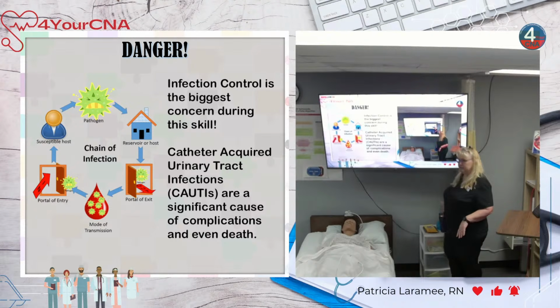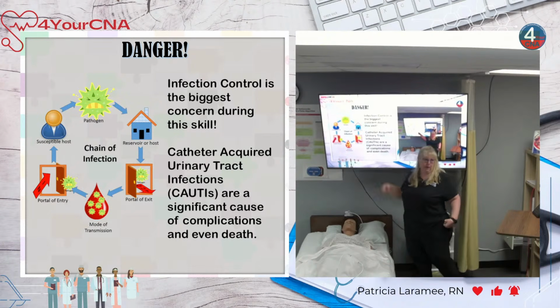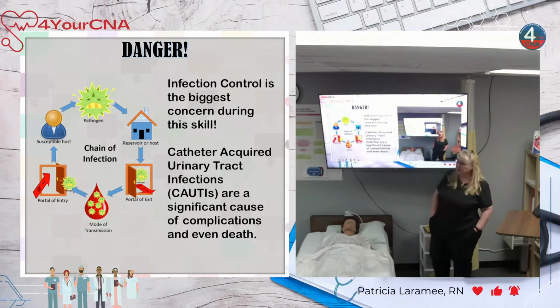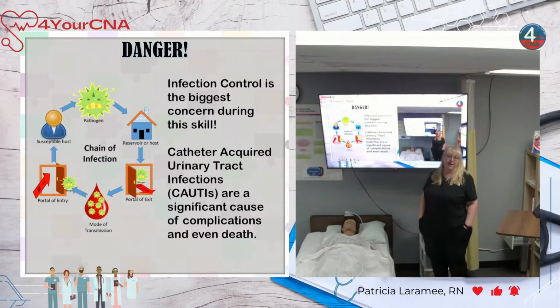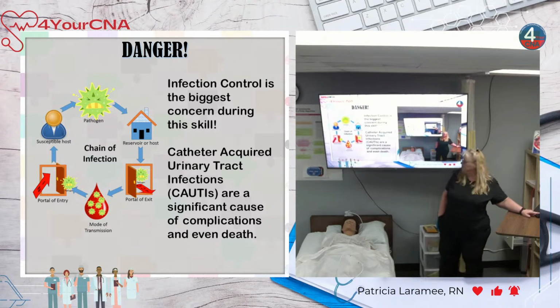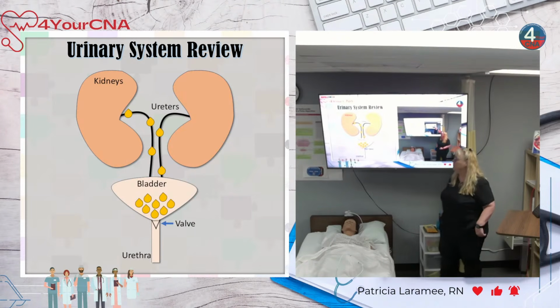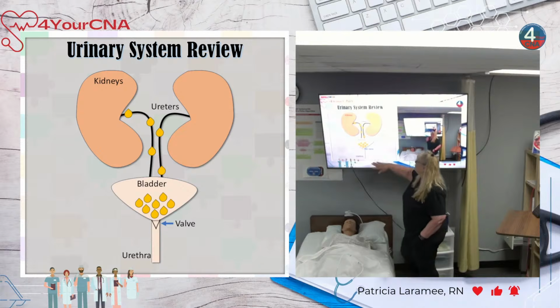You guys remember this? We talked about this in class too. Chain of infection. You guys remember that? We have a pathogen. That pathogen has to have a place to live, a way out, a way to get around, a way in to another host. That host must be susceptible, and then an infection can occur. Well, unfortunately, catheters provide a lot of these. So we have to be really, really careful when it comes to catheters.